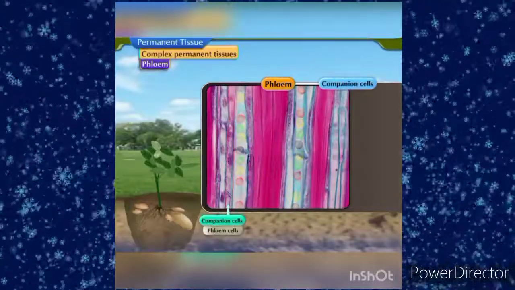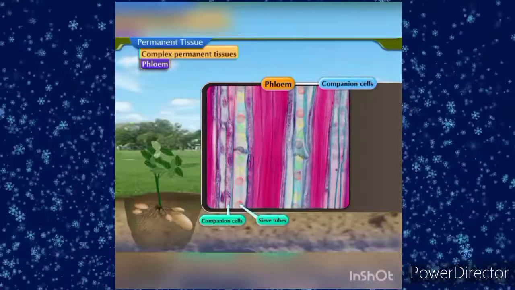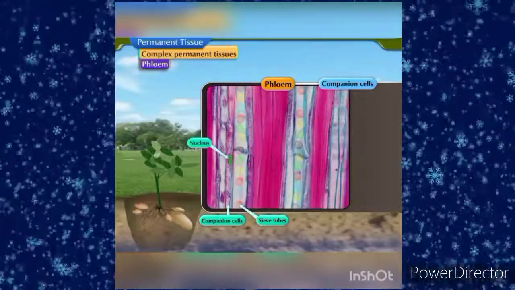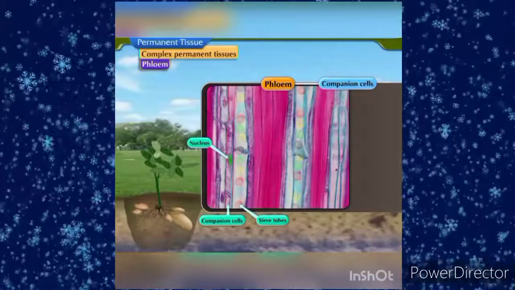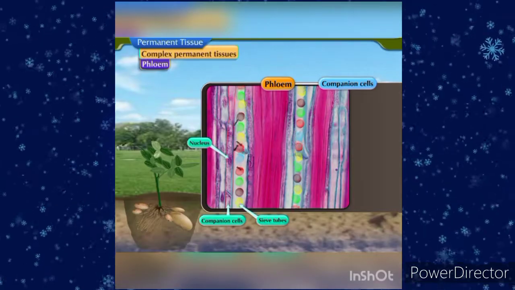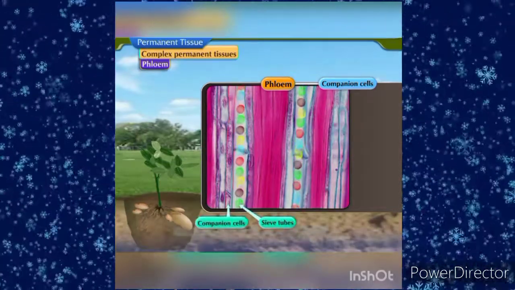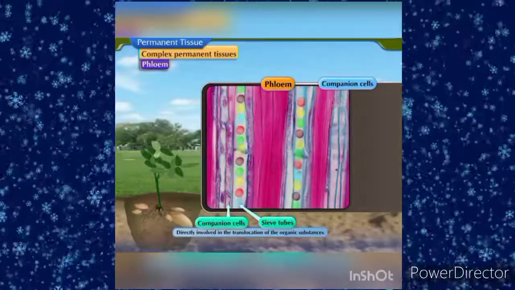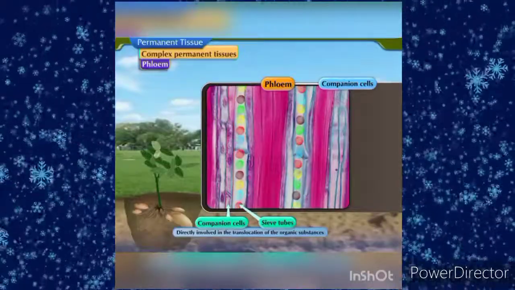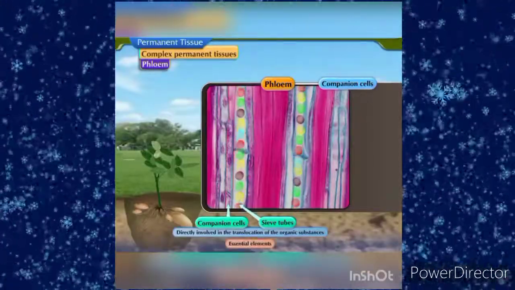Companion cells are phloem cells that surround sieve tube elements. Companion cells are living and keep their nuclei and other organelles throughout their lifetime. Companion cells help to control the activity of sieve tube elements. The sieve tubes and companion cells are directly involved in the translocation of the organic substances. Hence, they are commonly described as essential elements.